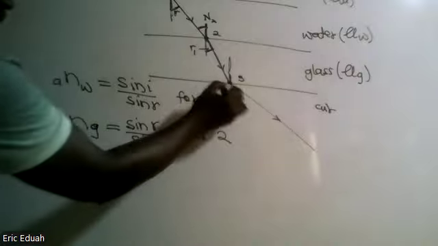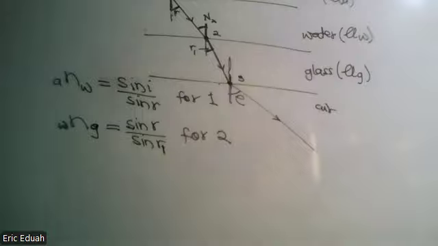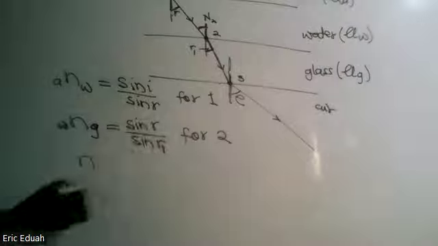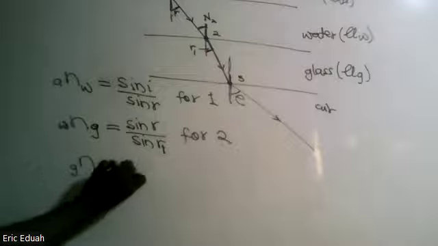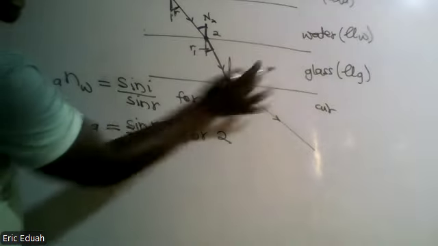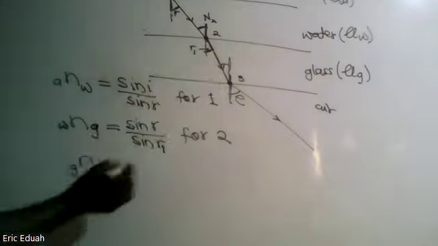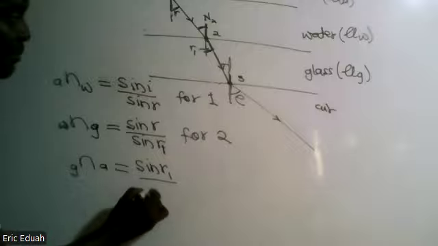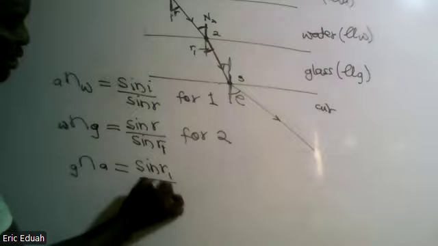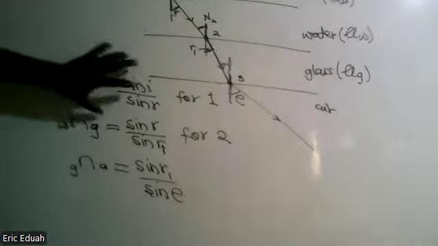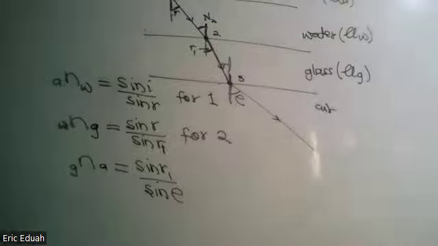Now, finally, the extent of deviation at the third boundary. So this is the refractive index as light moves from glass to air. Glass to air. And this will also be equal to, because this is also the same medium, glass, this will alternate with this. So we have sine of R1 over sine of E. So this becomes the deviation or refractive indices at each of the boundaries.